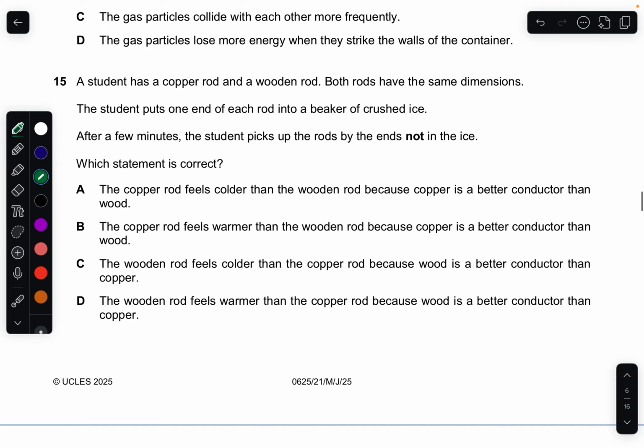In question 15, a student has a copper rod and a wooden rod. Both rods have the same dimensions. The student puts one end of each rod into a beaker of crushed ice. After a few minutes, the student picks up the rod at the end not in the ice. Which statement is correct? If you put the rod into the icy liquid, the cold will be transferred to the other end, right? The one with good conduction ability will be colder. Copper is a good conductor as compared to wood, so its other end will be colder. So it's option A that is correct.